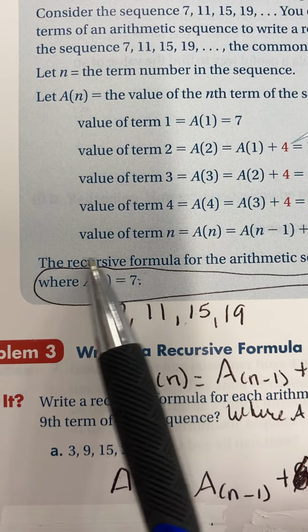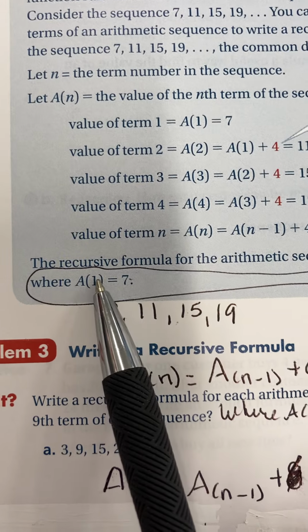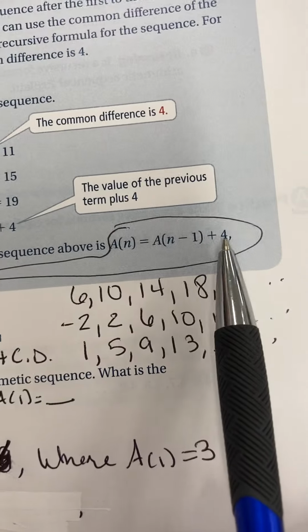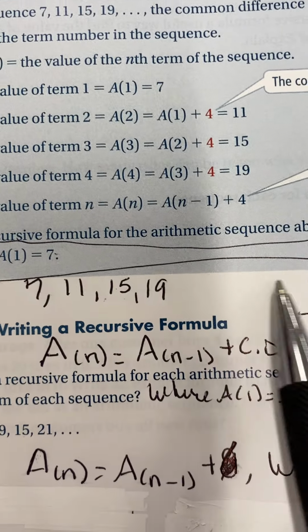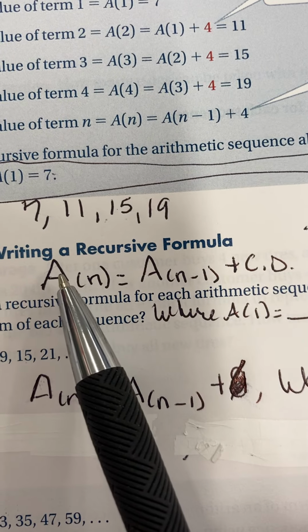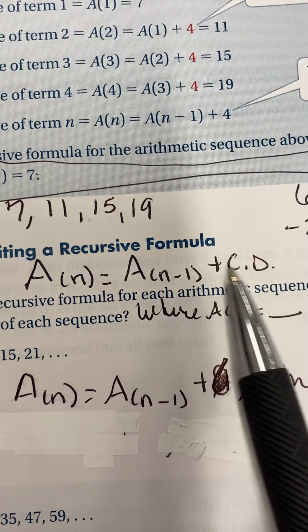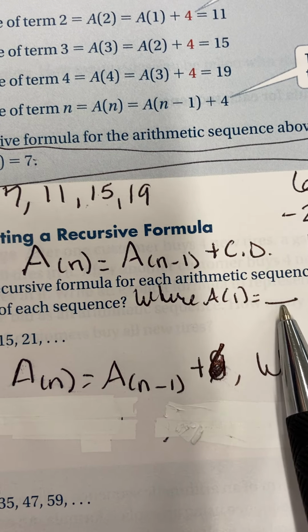you have to put this little bit in, which says where the first term, a of 1, is 7. That tells me I'm starting at 7, adding 4. So 7, 11, 15, 19, etc. All right, so here's your generic recursive formula. To get to a term, you take the term before it and add the common difference, but you have to add in where the first term is whatever.